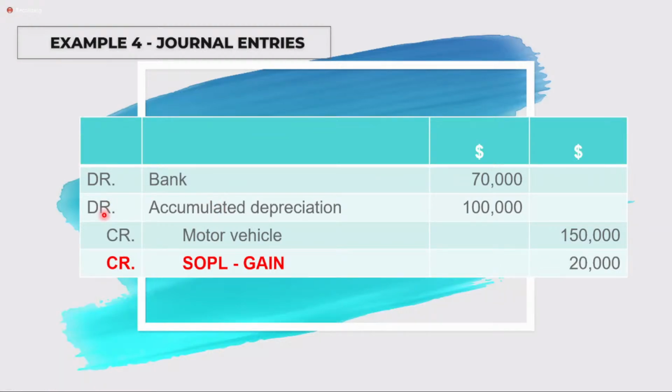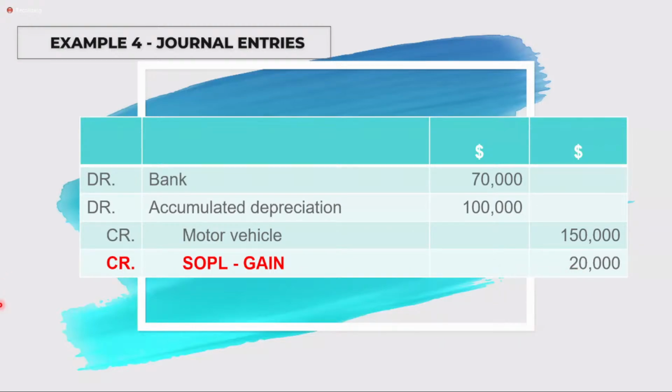Debit accumulated depreciation. Why do we need to debit accumulated depreciation? Because we need to remove the accumulated depreciation of the disposal asset of 100,000. And credit the motor vehicle, the cost of the disposal asset, 150,000, and credit profit and loss to record gain on disposal of 20,000. All right, so we recognize it as income in the profit and loss statement.